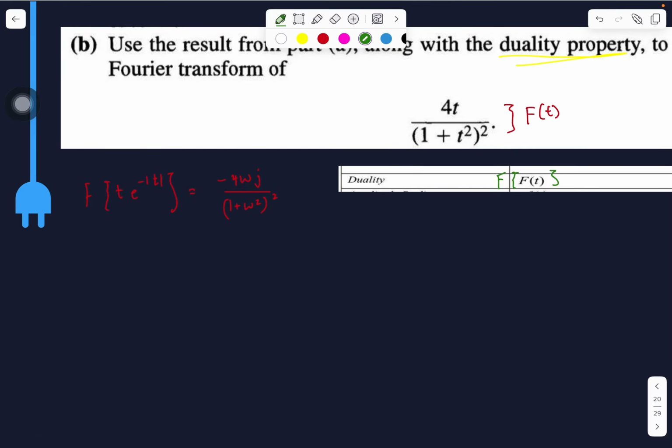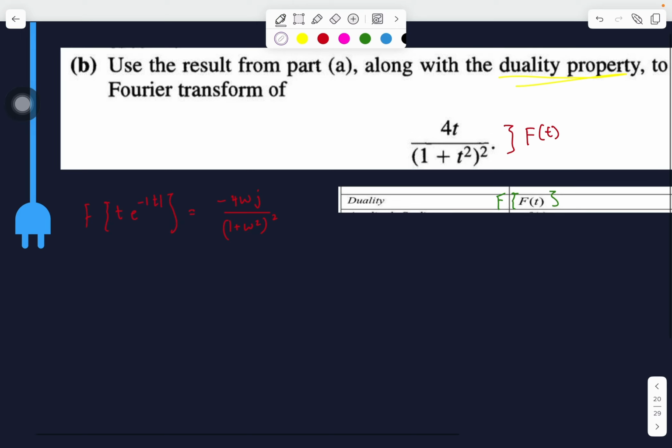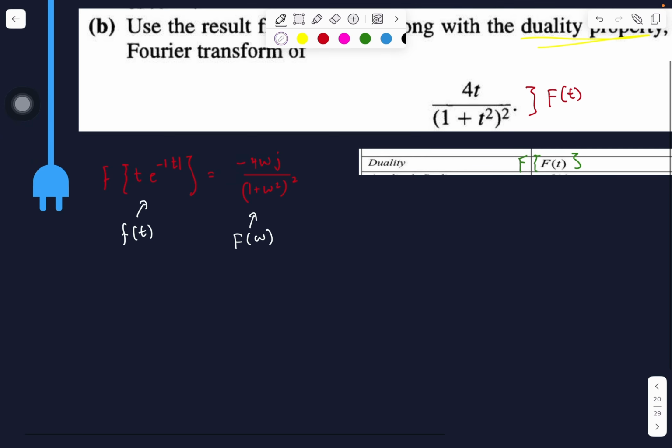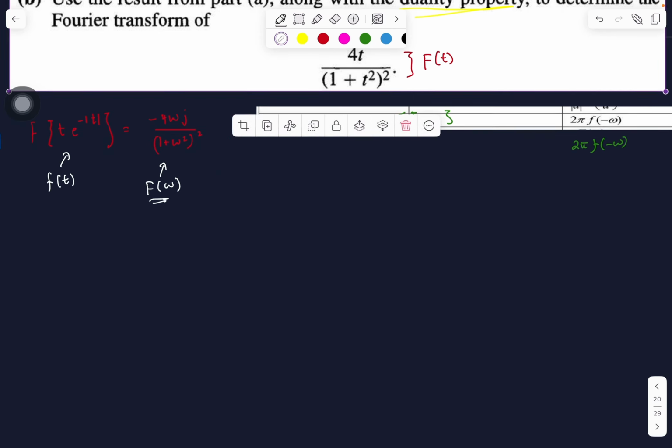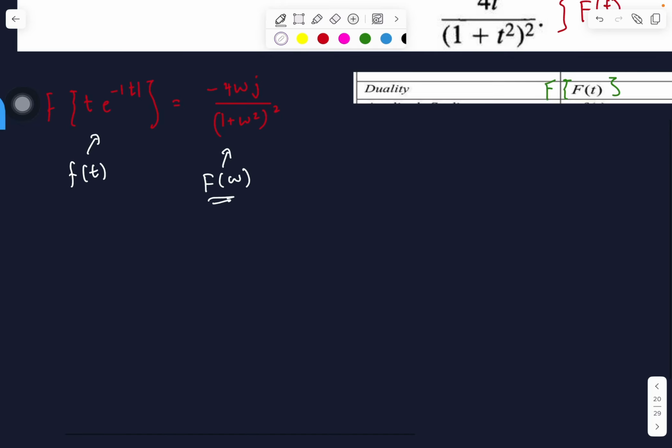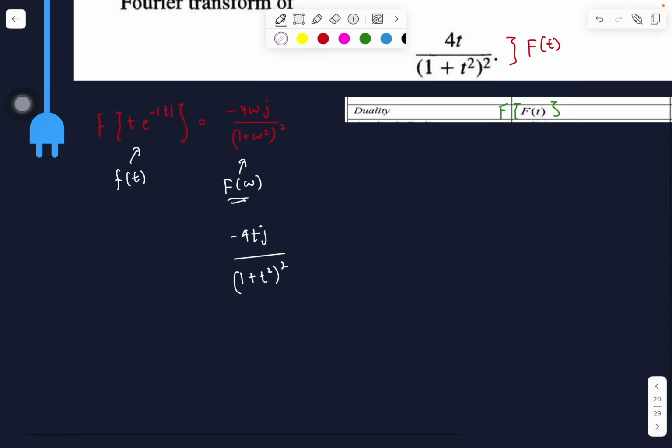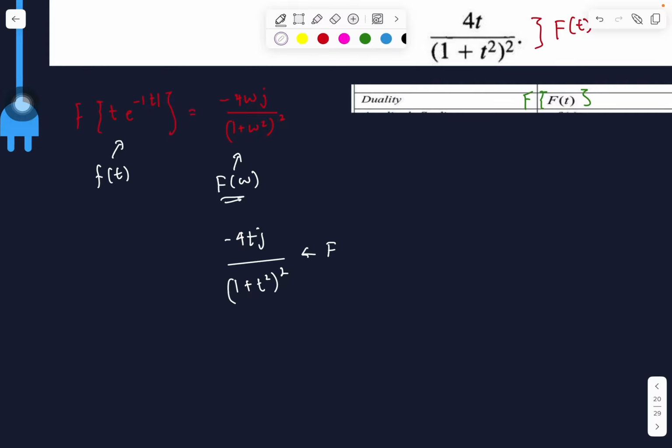We go back to the result from part A. That was a normal Fourier transform, without duality, so this was our small f of t and this was big F of omega. To turn our big F of omega into our big F of t, as given in the question, let's first convert the omega to t. So let's make it negative 4tj over (1 plus t square) all square. Okay, now we have big F of t.